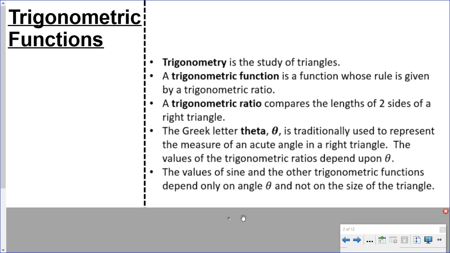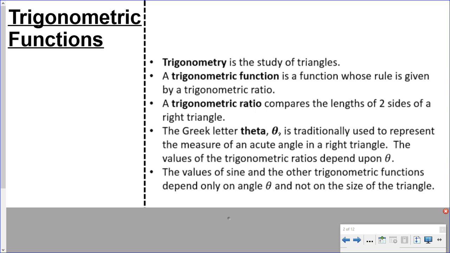So trigonometry is the study of triangles. A trigonometric function is a function whose rule is given by a trig ratio. A trig ratio compares the lengths of two sides of a right triangle. So you can only compare two sides at a time.